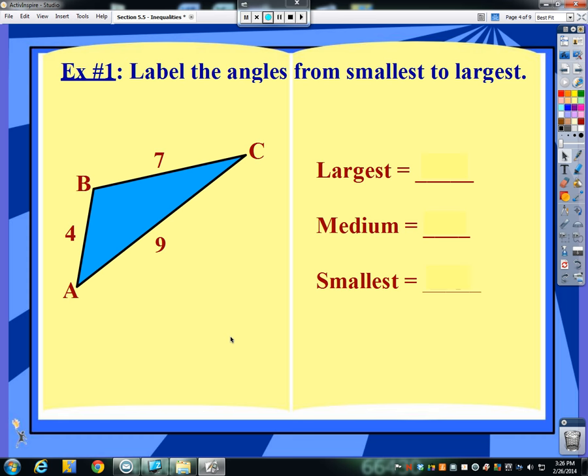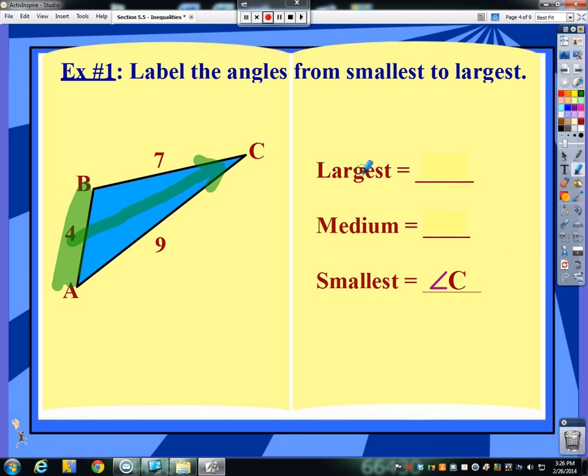So if we were looking at an example and I wanted to know what are the angles from smallest to largest when I only know the side lengths? Well, we could use the law of sines and cosines and actually figure out what these angles are, but we don't really need to do that. The smallest angle up here would be opposite the smallest side, and the smallest side is the 4, so the angle opposite of that would be angle C.